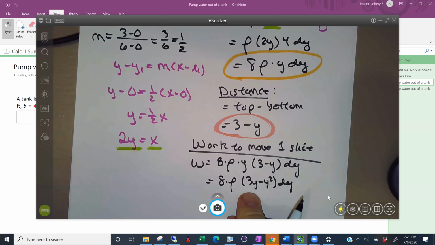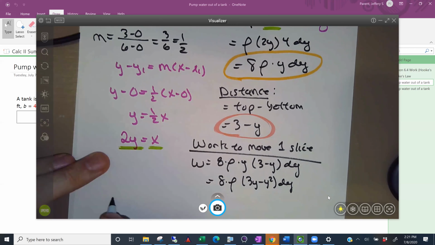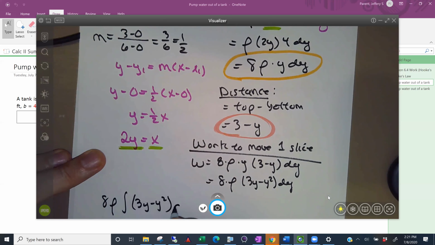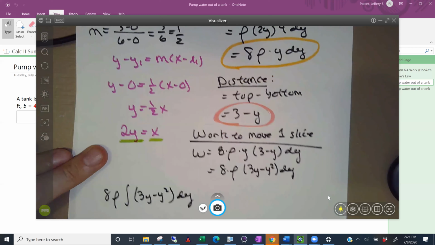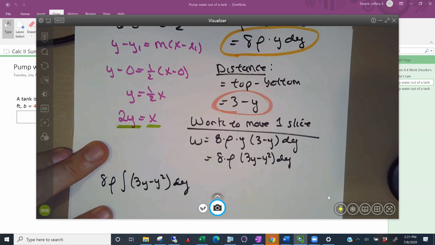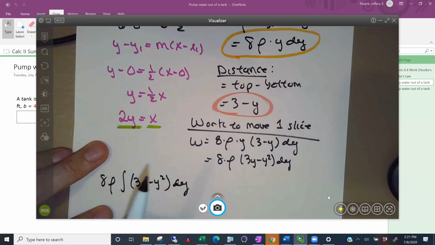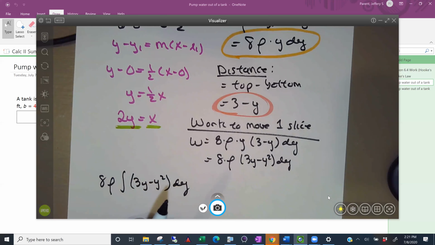Let's see about finding the work done to move all such slices. So for that, I'm going to integrate. I'm going to take the 8 and the rho outside. 3y minus y squared dy. But the problem that I have to figure out now is, what are my limits of integration? So what am I going to integrate to and from?